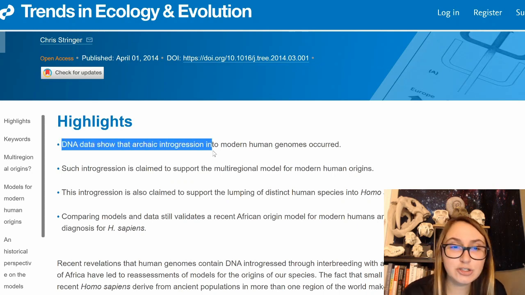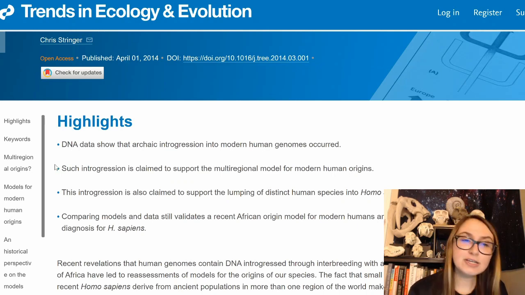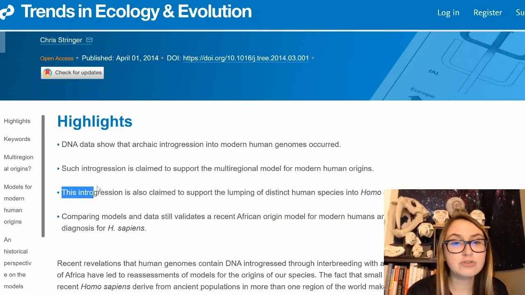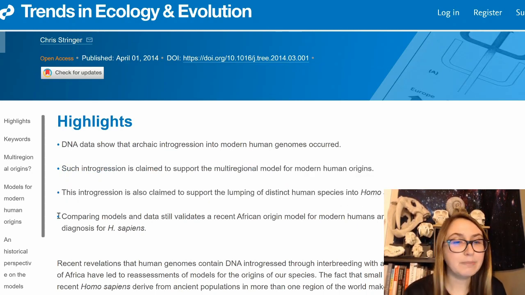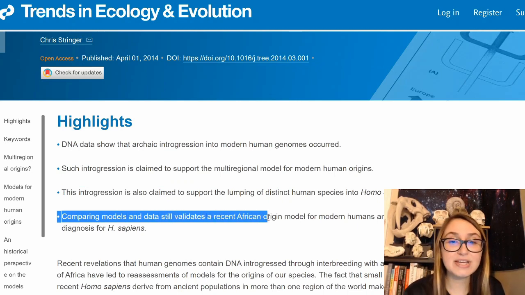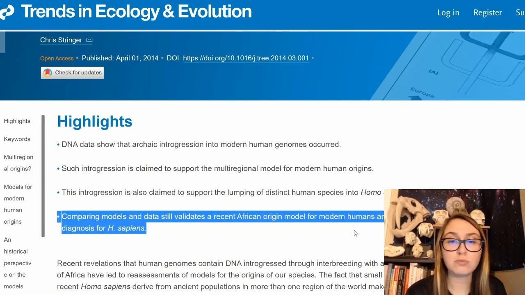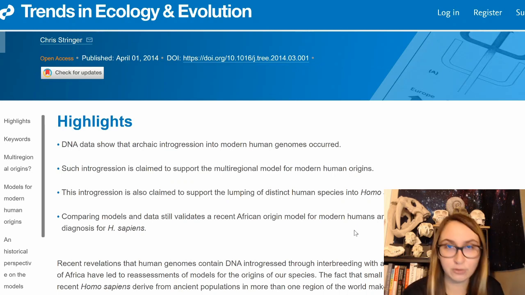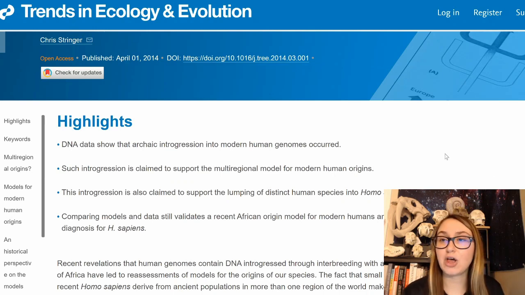So the highlights: DNA data shows that archaic introgression into modern human genomes occurred. So that's just stating that humans and Neanderthals interbred and humans and Denisovans probably interbred as well. Such introgression is claimed to support the multi-regional model for modern human origins. This introgression is also claimed to support the lumping of distinct human species into Homo sapiens, but comparing models and data still validates a recent African origin model for modern humans and the use of a restricted diagnosis for Homo sapiens. So basically saying, yeah, when you take all of this together, this kind of newfangled version of the multi-regional hypothesis is still bowing down to out of Africa classic.